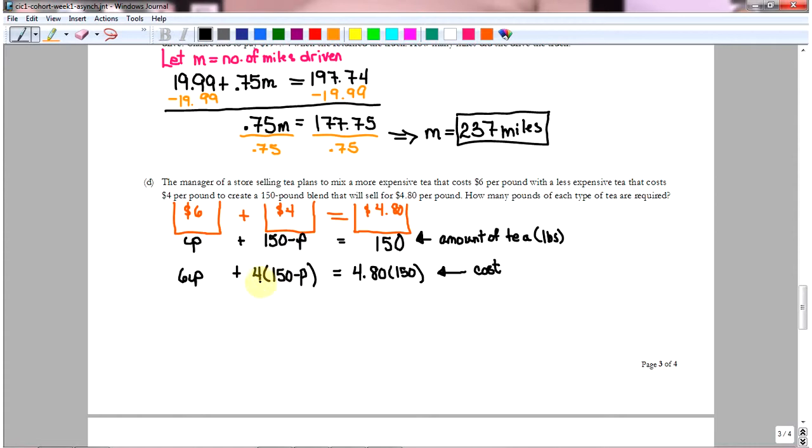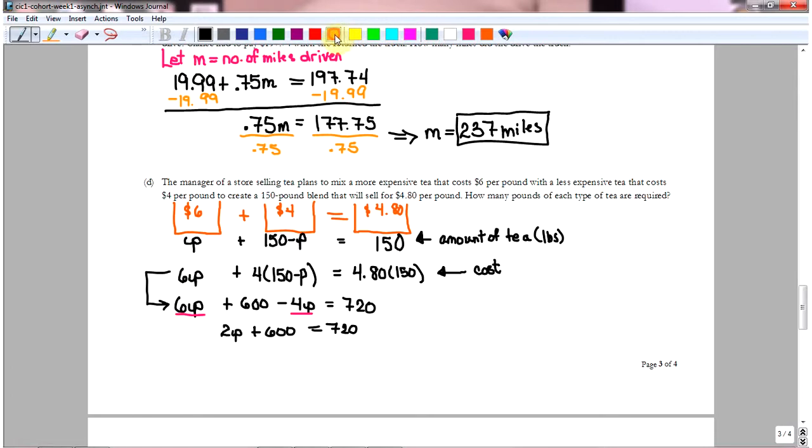Okay, so we're going to start by distributing that 4. So just making a note that that's the equation we're working with. So 6p plus 4 times 150 gives us 600, minus 4 times p is 4p. 4.80 times 150 is 720. Now we combine our like terms. Hopefully this solving linear equations is starting to seem more routine. So 6 minus 4 gives us 2. We still have our p. Plus 600 equals 720.